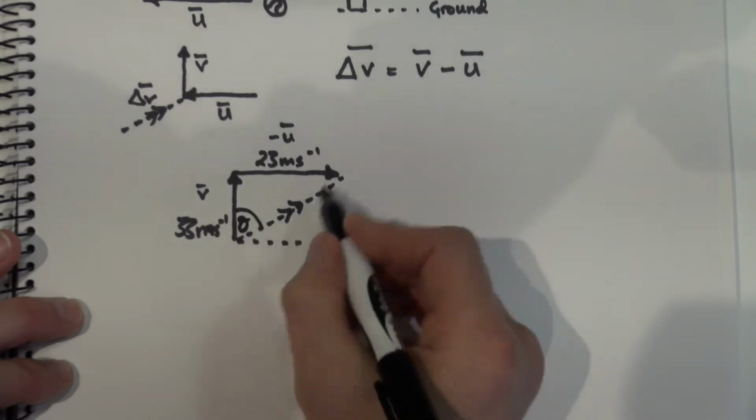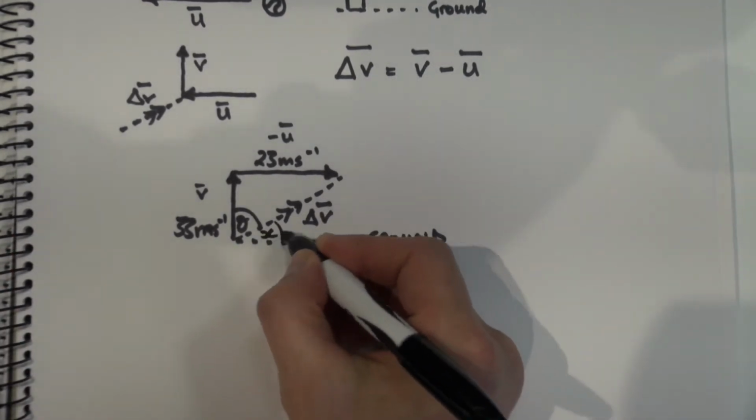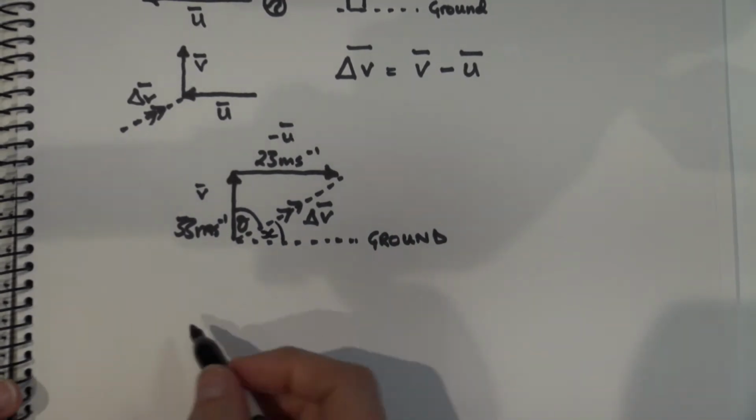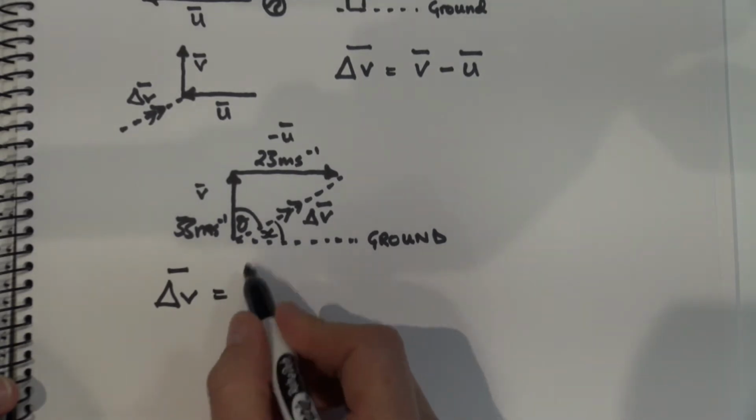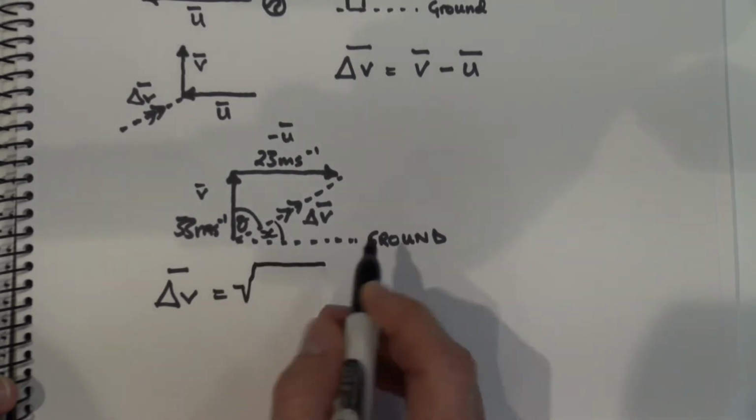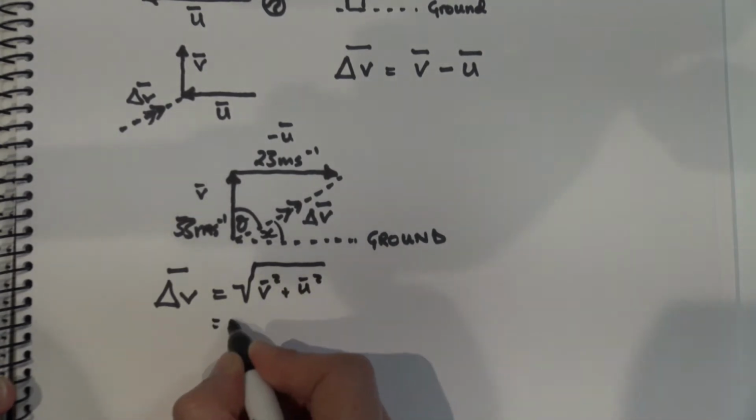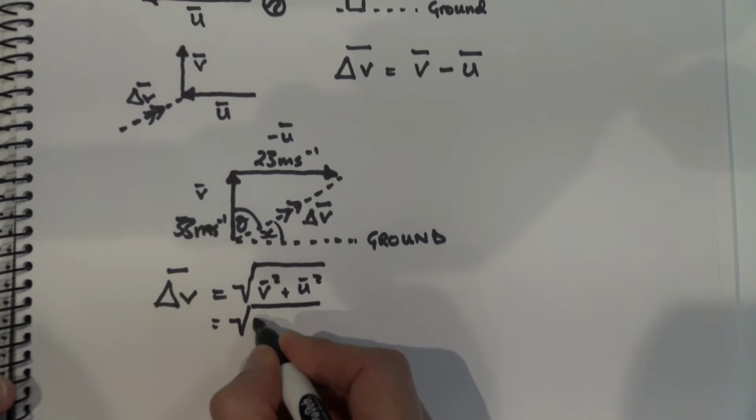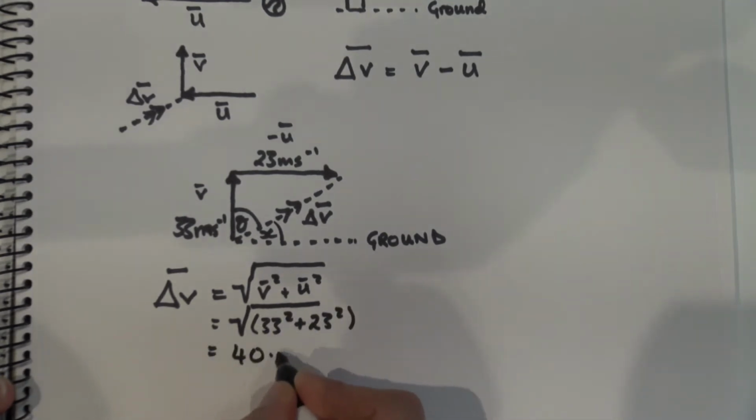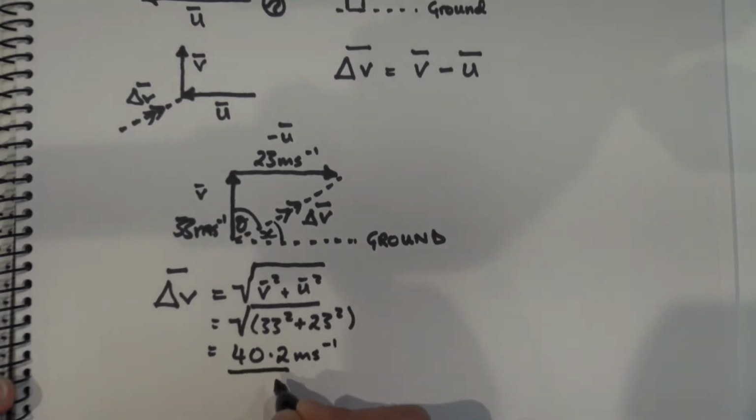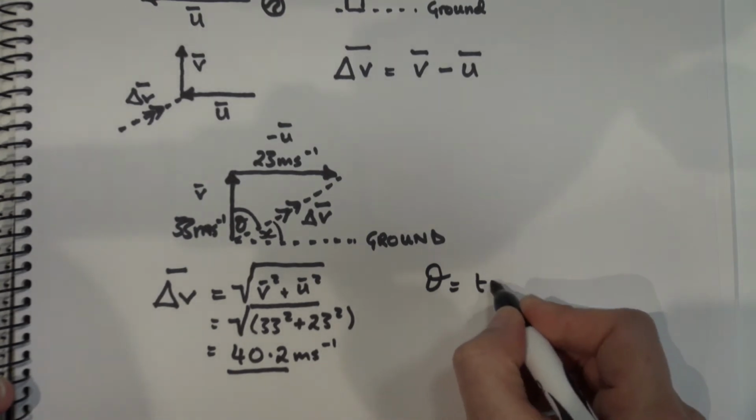to the ground. Now the angle that we know we will call theta, but we're also going to find this angle here, which is going to be x. That'll be the horizontal angle to the ground. So we know that delta v equals the square root of v squared plus u squared. So in this case, we get 33 squared plus 23 squared. Now the minus doesn't matter because we're squaring it, so we end up with 40.2 meters per second. So that's our resultant. So let's find the angle.